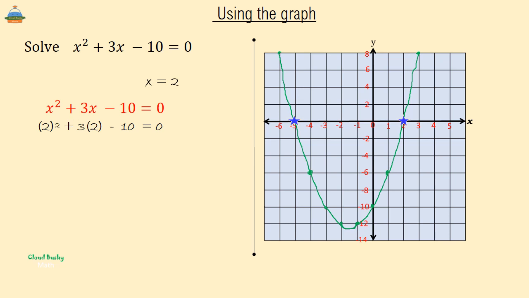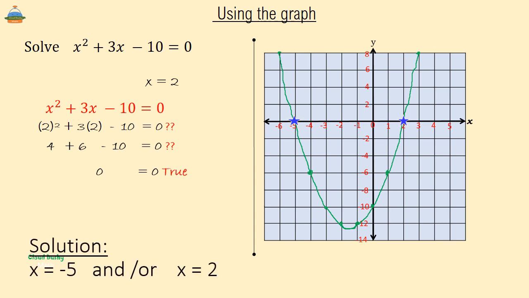All right, let's check positive 2. 2 squared plus 3 by 2 minus 10 should give us a 0. So we have 4 plus 6 minus 10 should give us a 0. 4 plus 6, that's 10, minus 10, that's a 0. Perfect. So that's done. Two solutions we have: x is equal to negative 5 and or x is equal to 2.